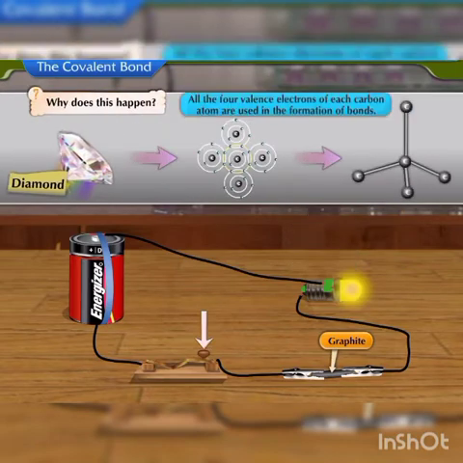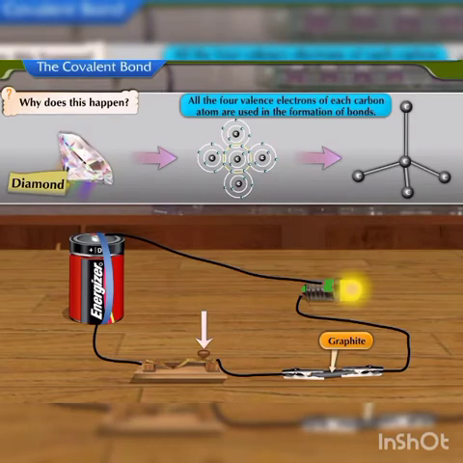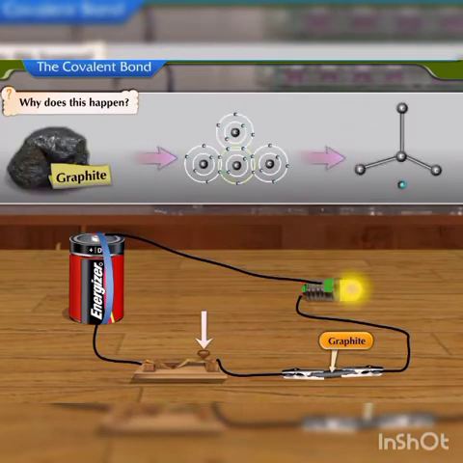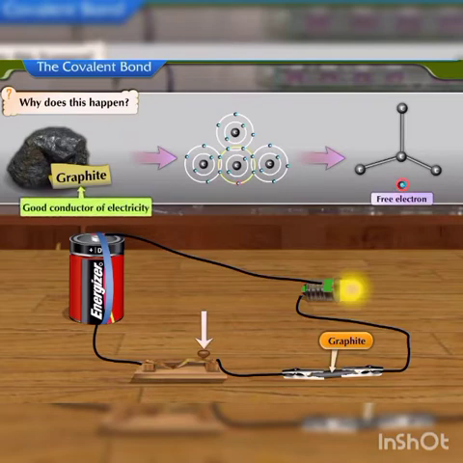In diamond, all the 4 valence electrons of each carbon atom are used in the formation of bonds. Hence, there are no free electrons. Diamond is therefore a non-conductor of electricity. In graphite, 3 valence electrons of each carbon atom are used in bond formation and the 4th valence electron of each carbon atom is free to move. The presence of free electrons makes graphite a good conductor of electricity.